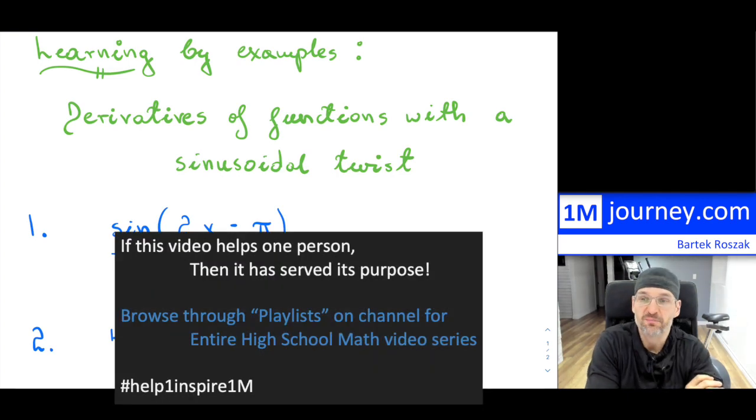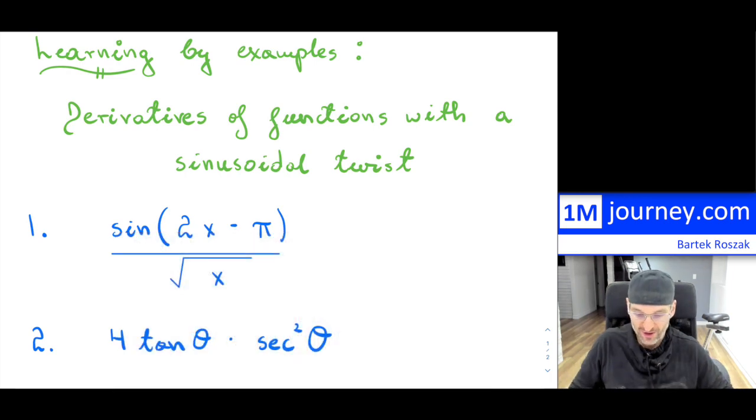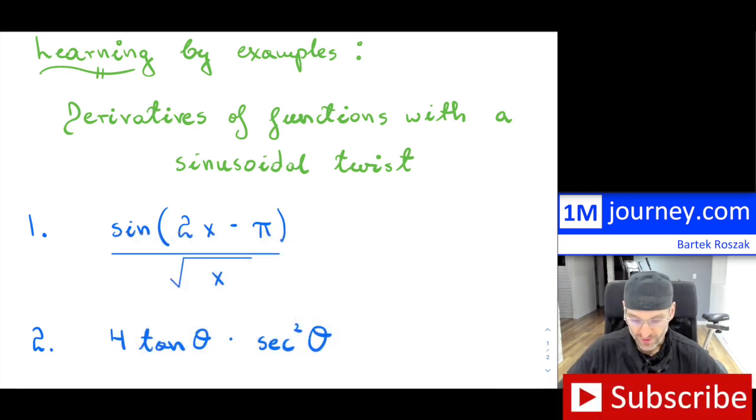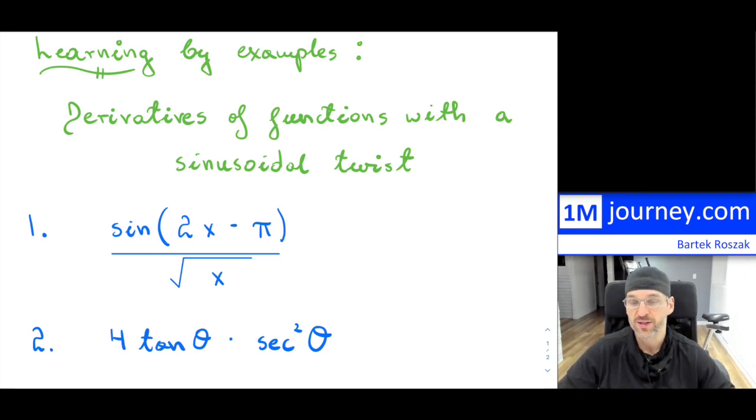Welcome back. So derivatives of functions, now with a little bit of a sinusoidal twist. And we're going to be learning by examples. Now my assumption is that you are comfortable and familiar with the derivatives of sinusoidal functions, just the basic ones, and now we want to be able to extrapolate it and start using product rules, quotient rules, and chain rules within derivatives that do have some sinusoidal twist in them.